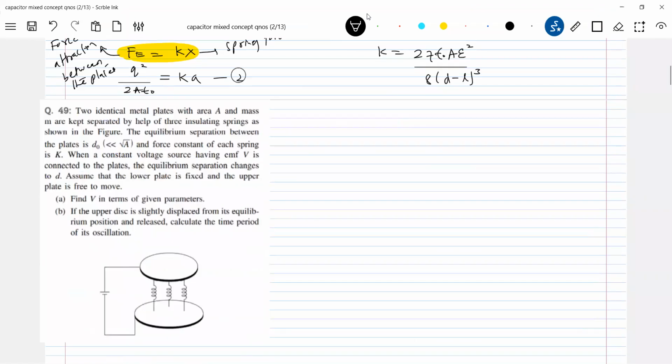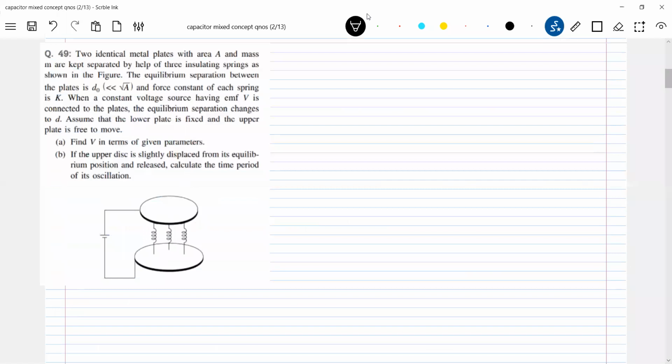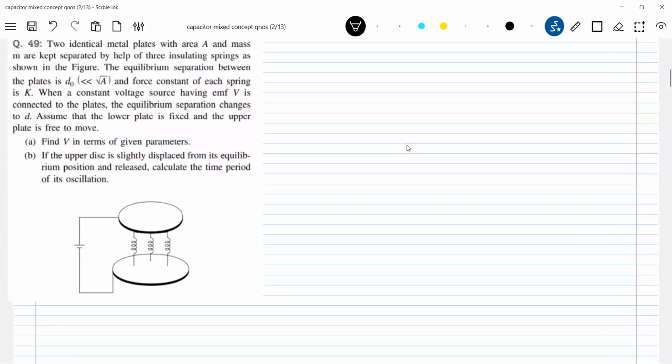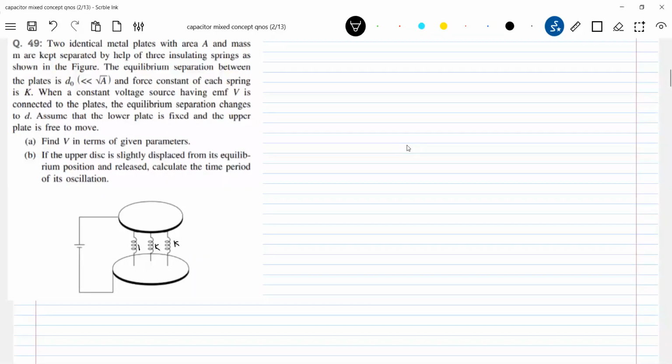Okay, come to the next. Two identical metal plates with area A. The equilibrium separation between the plates is D naught. These are the spring constants. This is a fixed one. I think he has given data like this. Find V in terms of, source having EMF V.